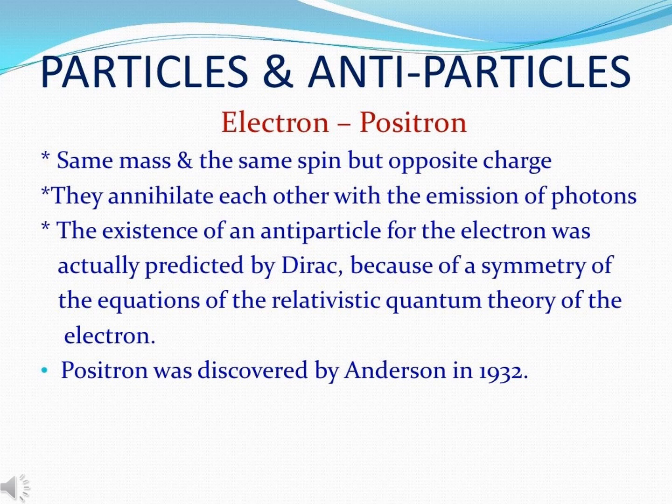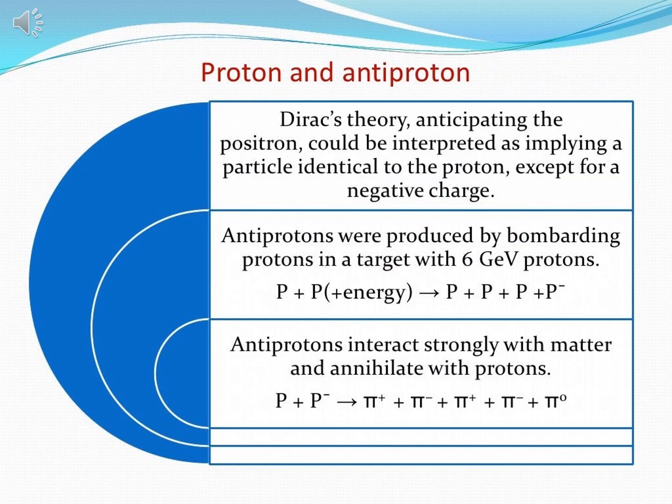predicted by Dirac because of the symmetry of the equations of the relativistic quantum theory of the electron. The positron was discovered by Anderson in the year 1932. This slide shows the proton and antiproton. By the Dirac theory, anticipating the positron would be interpreted as implying a particle identical to the proton except for a negative charge. Antiprotons were produced by bombarding protons in the target with 6 giga electron volt protons.